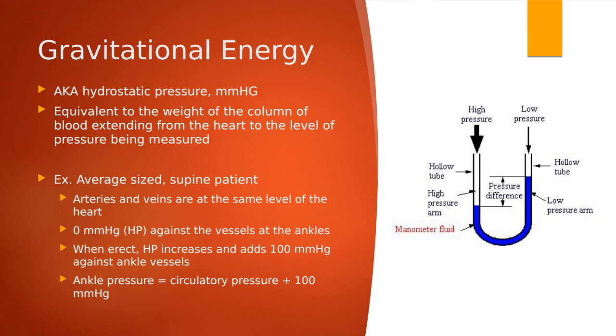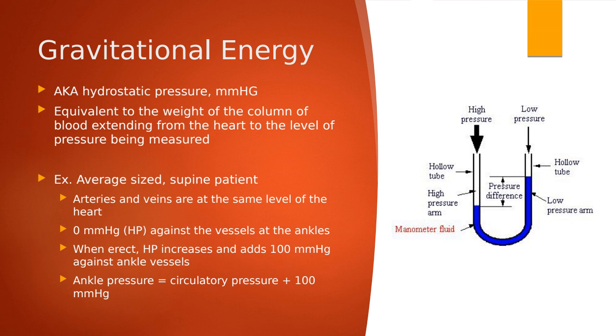And then gravitational energy. This is something that is very big for us, especially in the vascular world. This is also known as hydrostatic pressure, still going to be measured in millimeters of mercury. It's going to be equivalent to the weight of a column of blood extending from the heart to the level of where we are measuring that pressure. So that's just a fancy way to say that there is an inherent pressure on our vessels as we are standing due to gravity. And that's going to be standard across the board. We'll talk about this a little bit more.